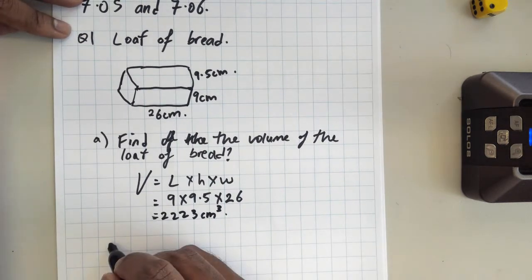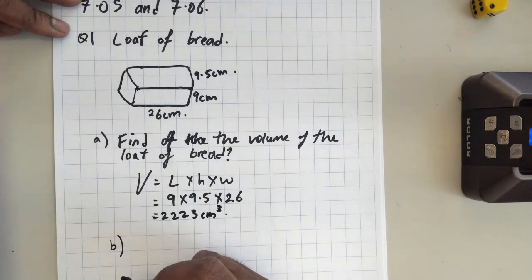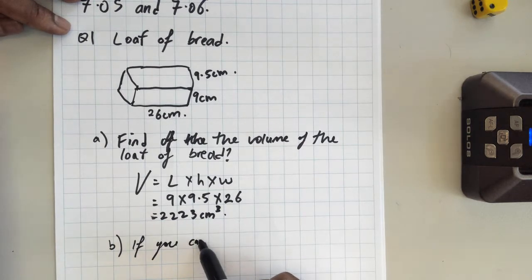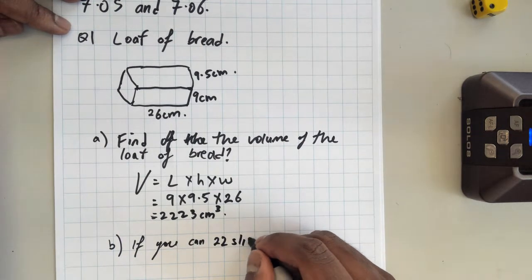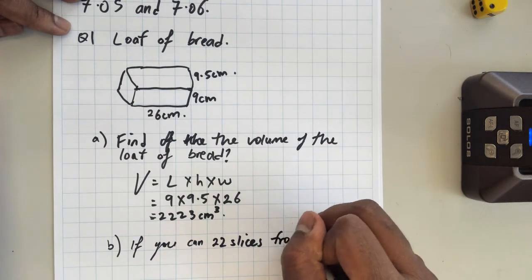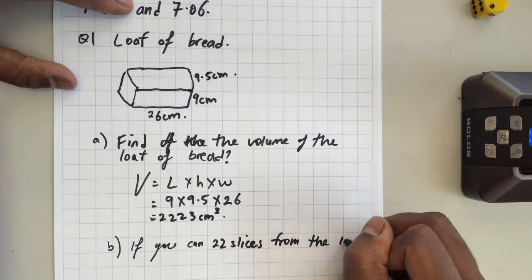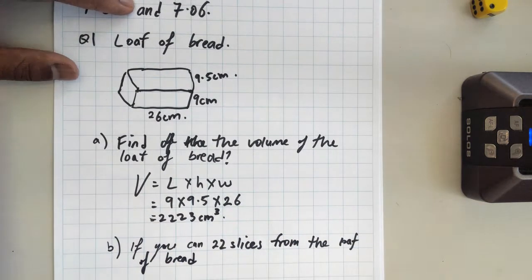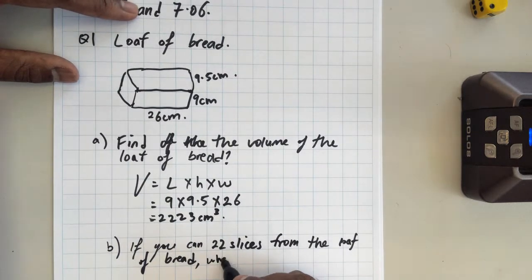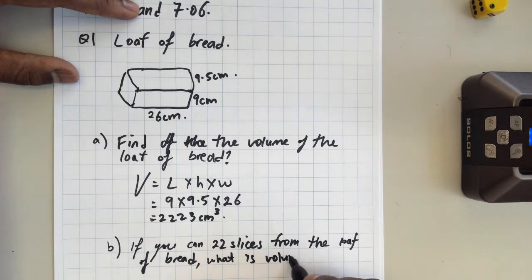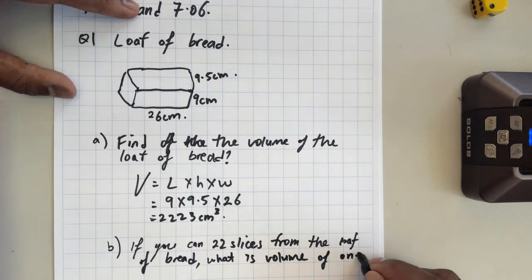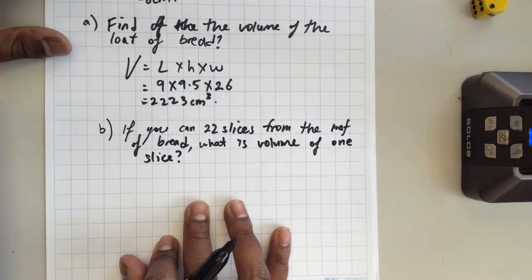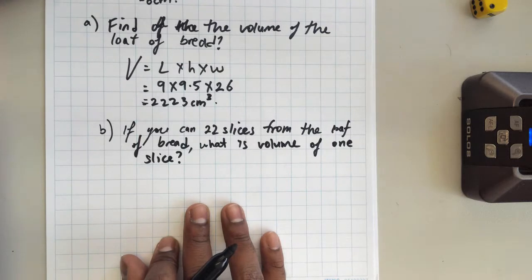Alright, now question B says if you can get 22 slices from the loaf of bread, so one loaf, 22 slices, what is the volume of one slice? So as they say, how now? Brown cow, right? How now?